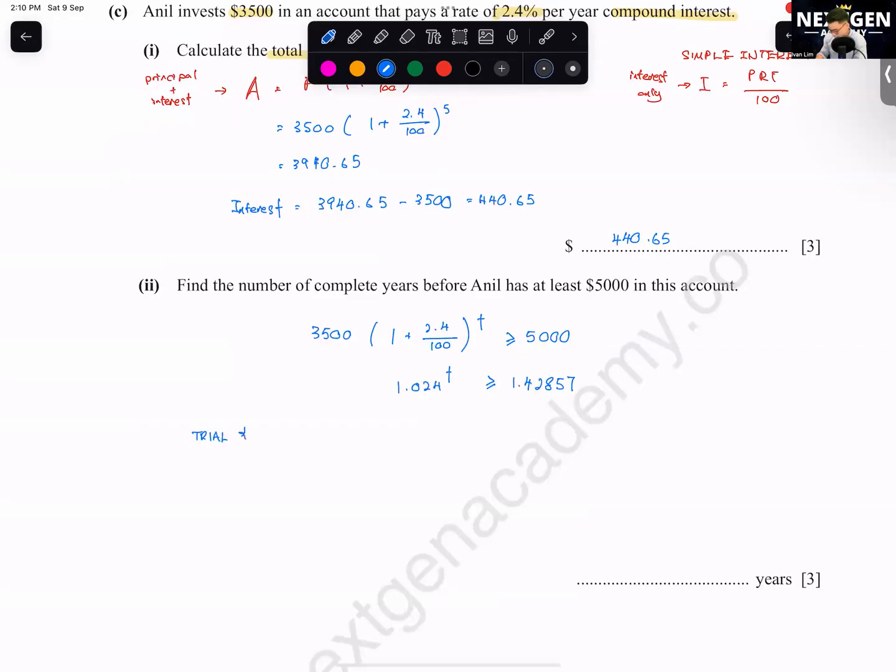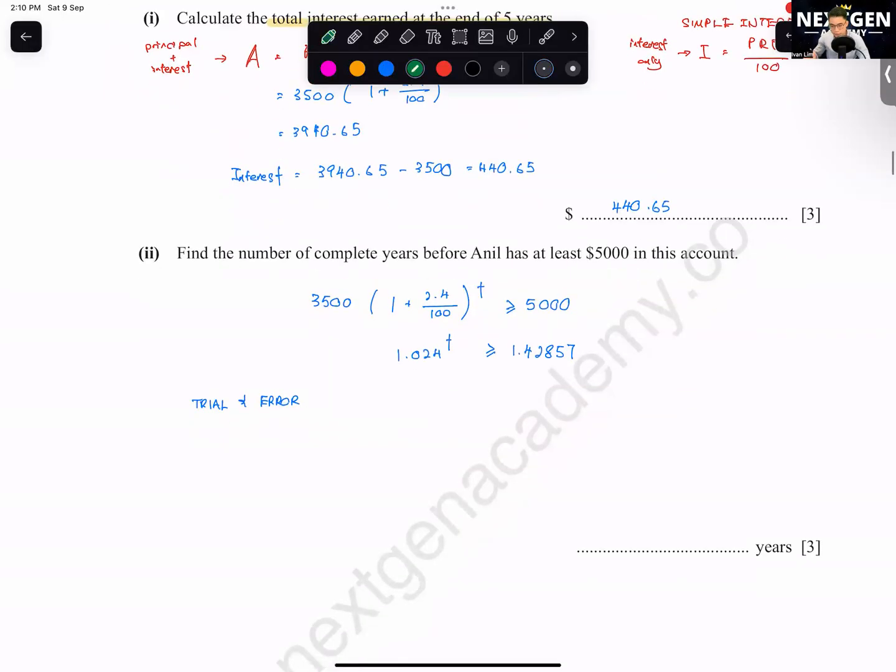However, if you know how to do the log method, can you use that then do trial and error? Can. That is what you want. If you want to do the smart way, you do that. So for those who know how to do the log and ln one, you do this at the side first. You don't write it down.